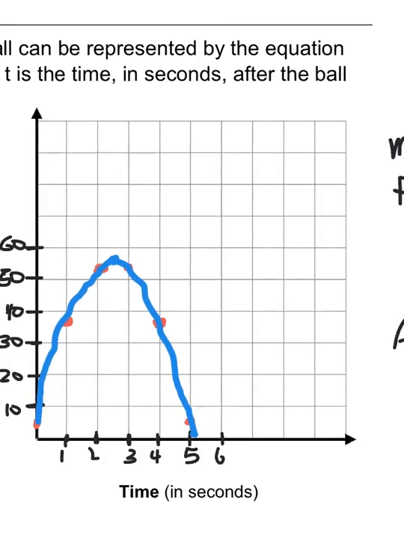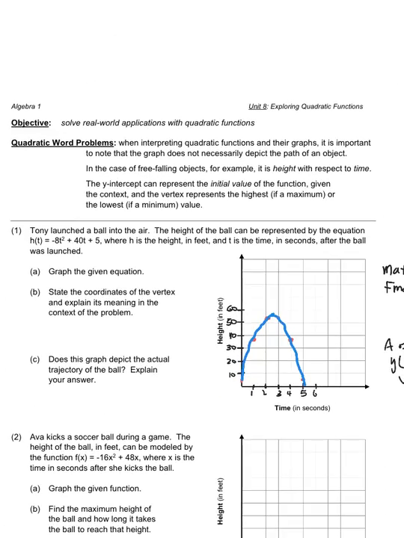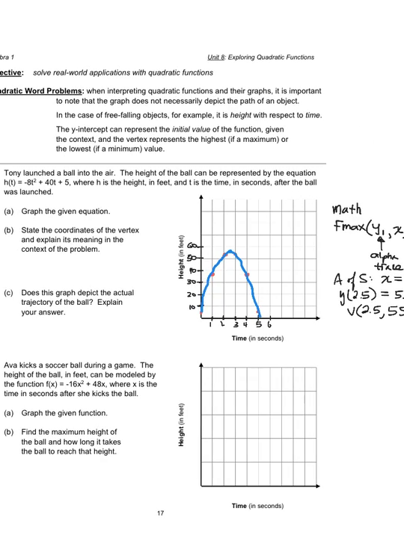I'm going to make it like Shrinky Dink style. Maybe it'll look better if I zoom out. All right, so we got the coordinates of the vertex. Now we need to state what it means in the context of the problem. That's actually pretty easy, as long as you take note of what the units are. When it comes to word problems, the units are really everything.